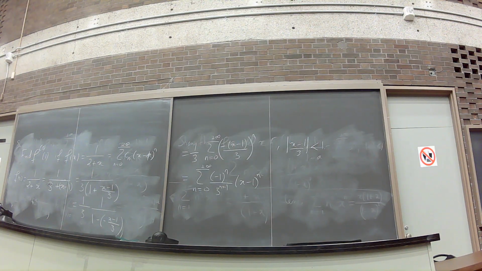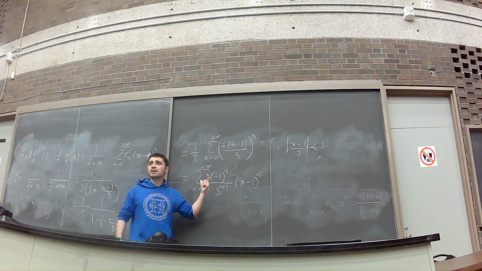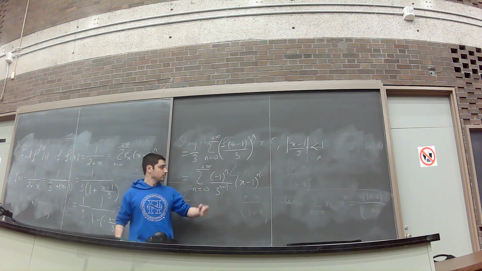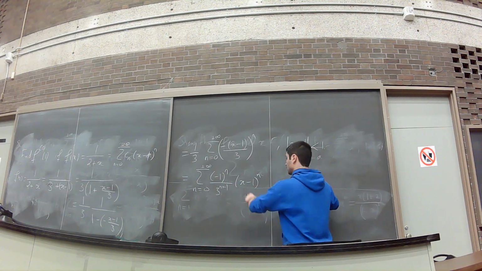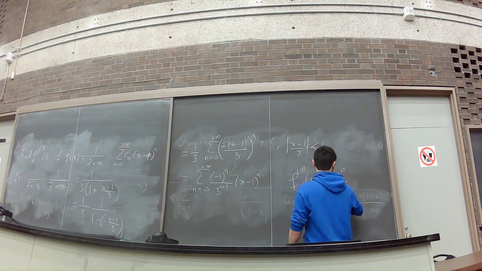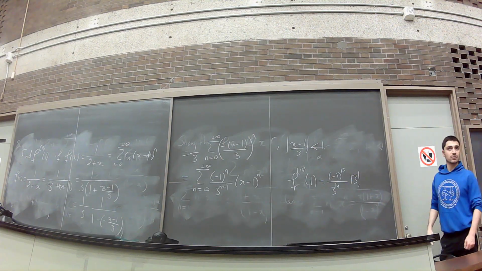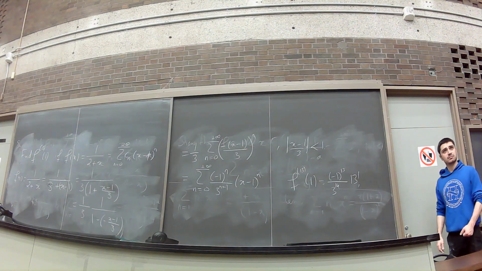What is f13 at 1? The 13th derivative of f at 1. What coefficient are you looking for? The coefficient of x minus 1 to the 13, multiplying it by 13 factorial. So f13 of 1 is minus 1 to the 13 times 3 to the 14 times 13 factorial. Is that cool? Is that good?